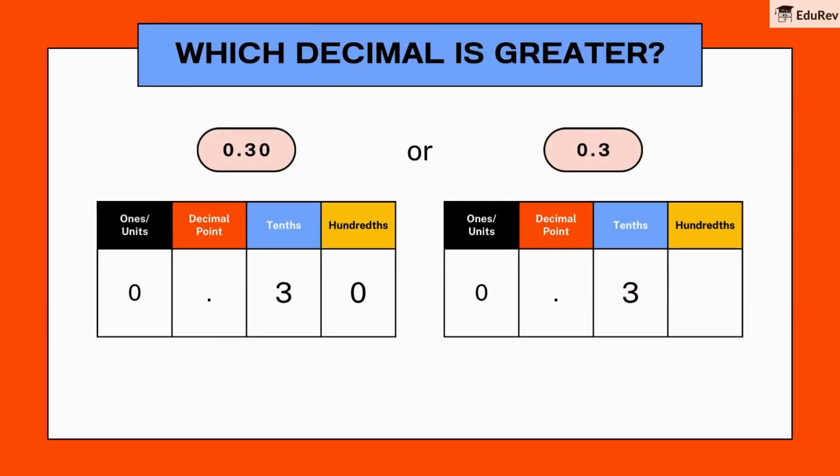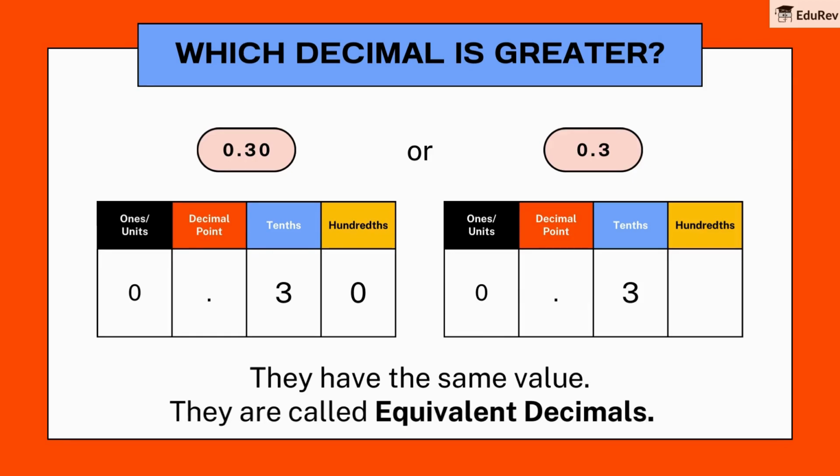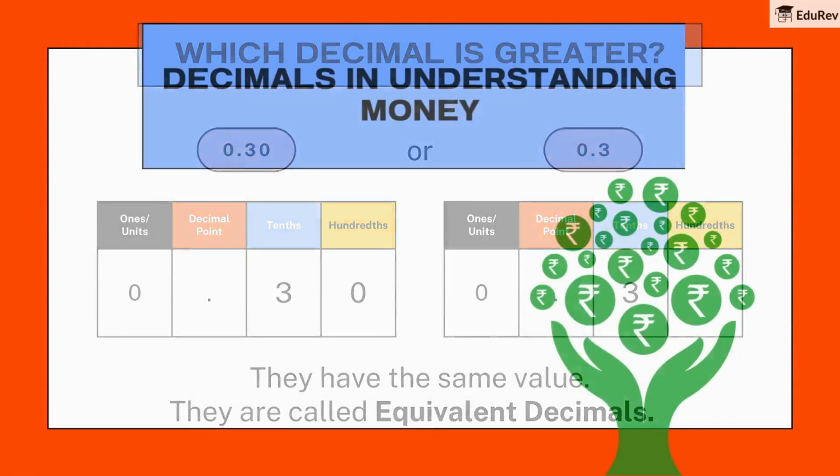Equivalent decimals. Here's a quick quiz: which decimal is greater, 0.30 or 0.3? Trick question. They have the same value. Even though one looks longer, the value doesn't change. They are called equivalent decimals.